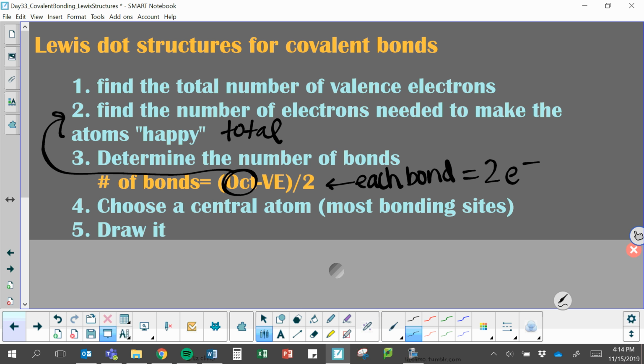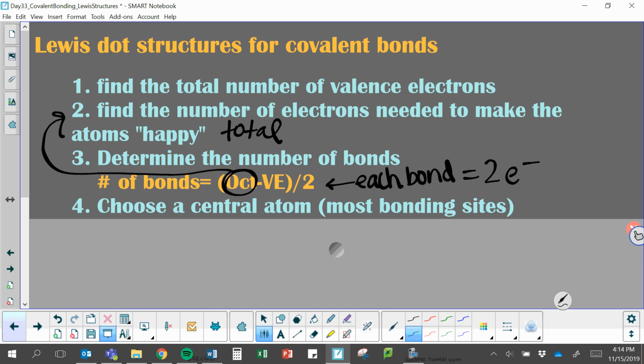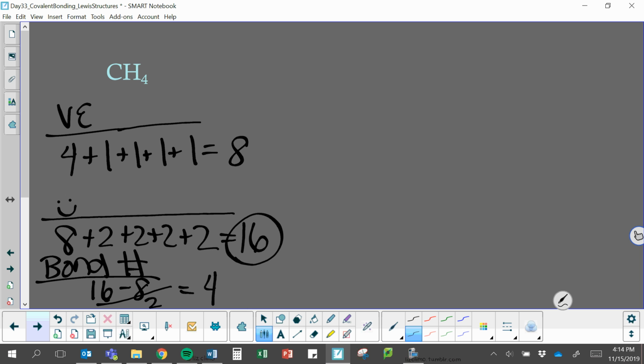So the next thing is we need to choose a central atom. The way we do this is we figure out the thing that has the most bonding sites. So let's look at our options. We have carbon and we have hydrogen. Those are the 2 options we have. What's going to go in the middle? Another rule of thumb you could think about is that the thing that's by itself, that there's only one of, is often the thing that's in the middle.